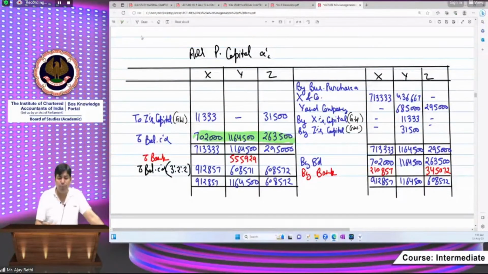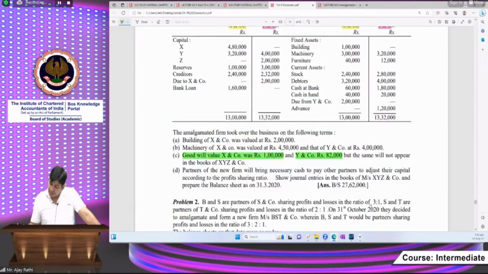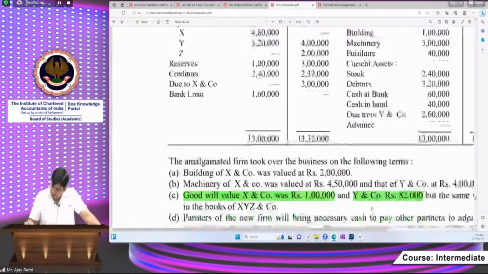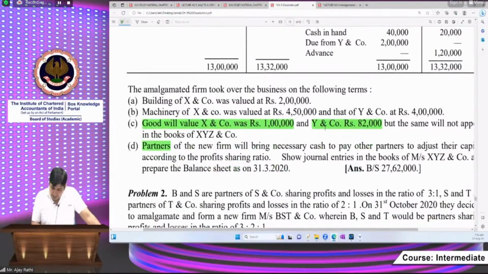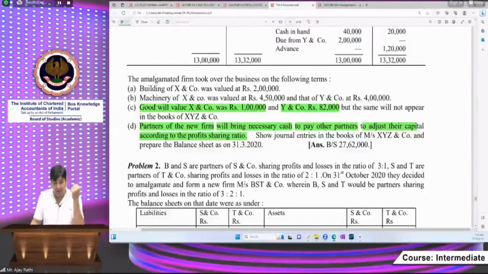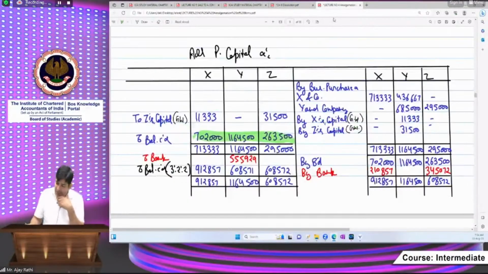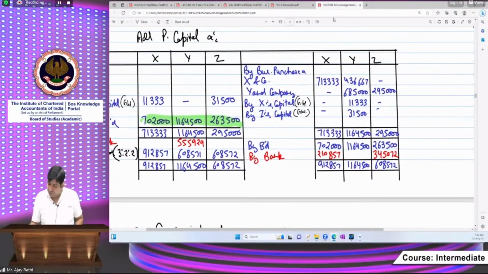Beta, one more point is there in this question, that is to make the capital proportionate. Please see the portion I am highlighting now. The question is saying partners of the new firm will bring necessary cash to pay other partners to adjust their capital according to the profit and loss ratio. It means capital has to be done in the profit and loss ratio. Beta, we have completed such steps also. So we have taken all these things here.